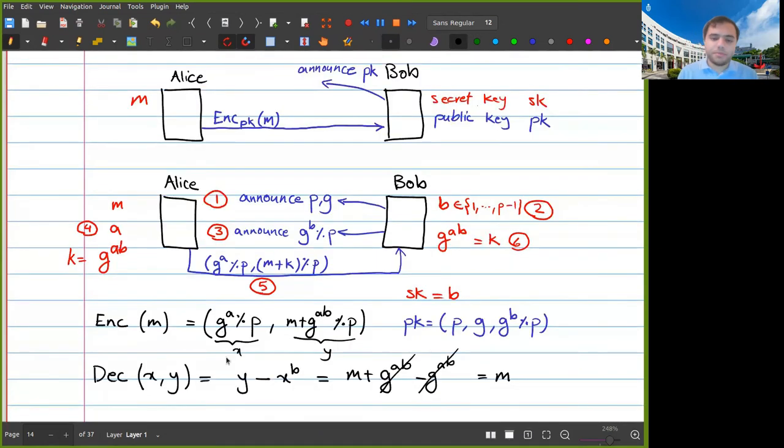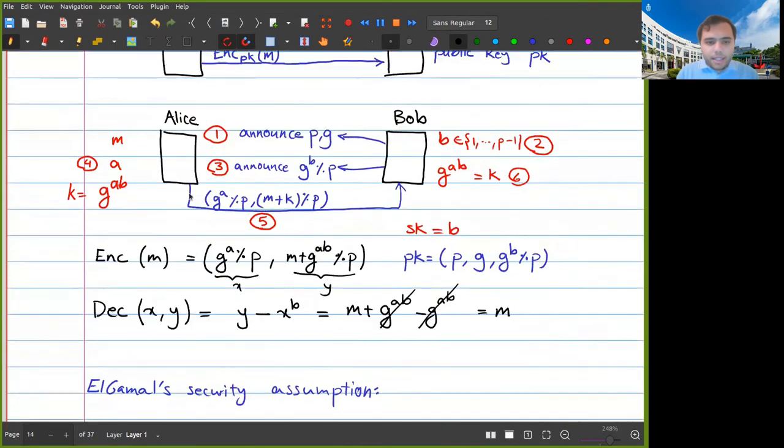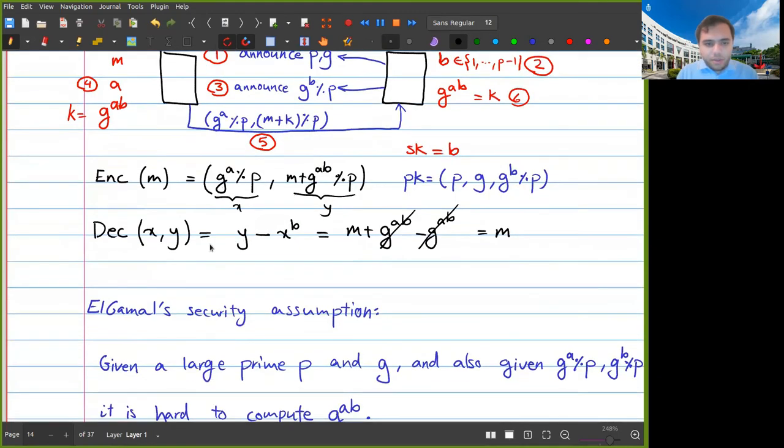Okay. So now the things that I can sign should also have the same format. Here's how I would formulate this. I can say that Alice wants Bob to sign M, and Alice creates this A and sends this thing to Bob, okay?